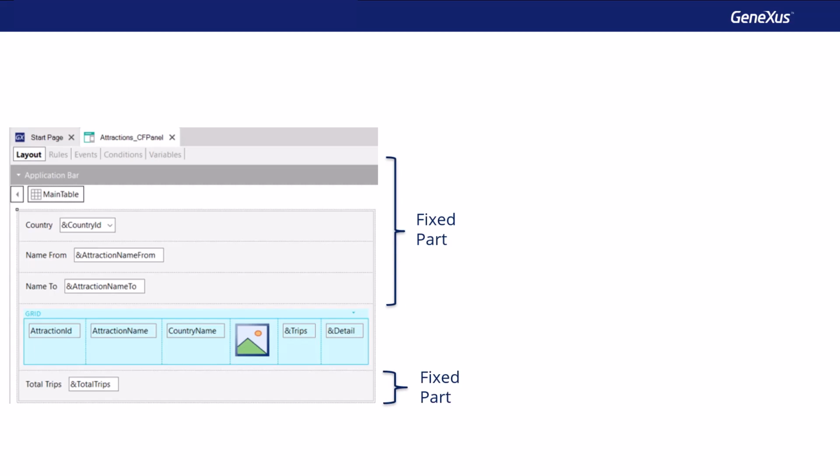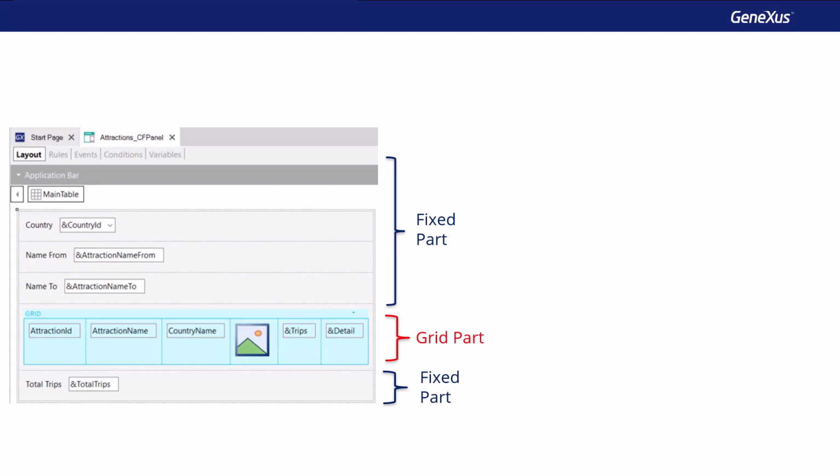The second part will be called grid or variable part, and in this case, it'll be made up of the grid that contains the attraction's data. We'll always have a fixed part, and we can have a variable part for each of the grids of the panel.